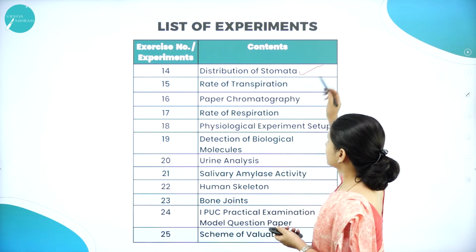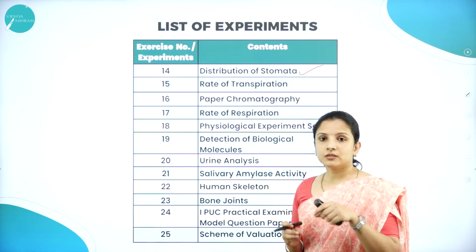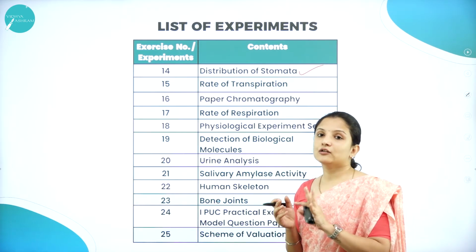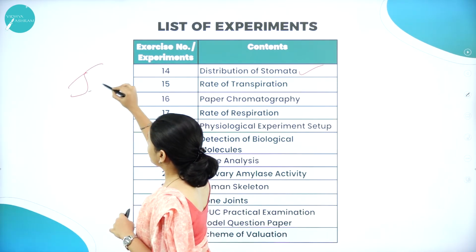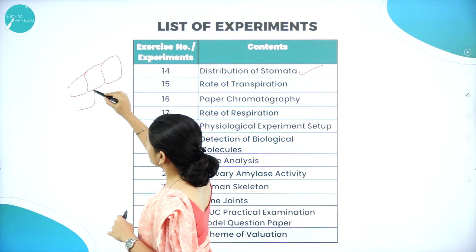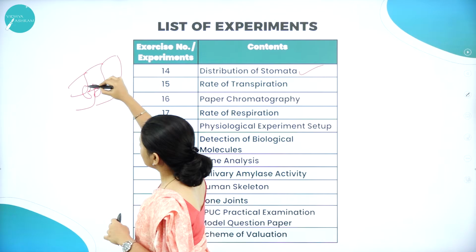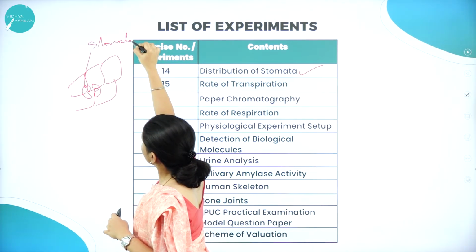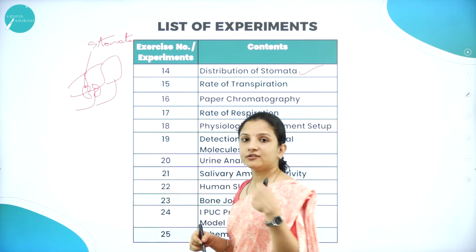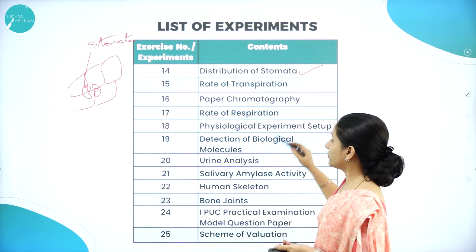Then you will study the distribution of stomata. In this, you will take a leaf, peel it, and observe it under the microscope. When you observe under the microscope, in between the cells, you can see beautiful kidney-shaped structures like this. These are nothing but stomata. In one particular peel, you will count how many stomata there are. That is the distribution of stomata.